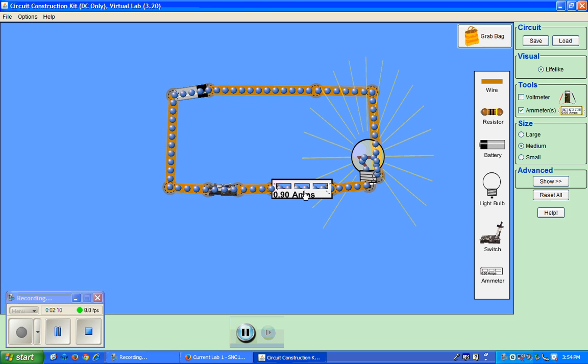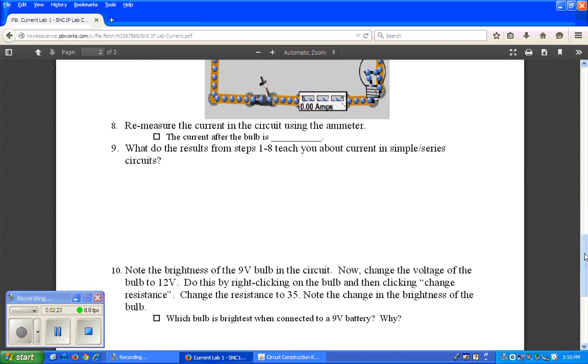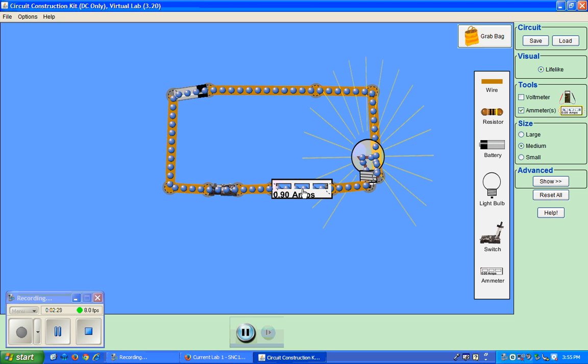And you can see it's 0.9 amps. Again, it was 0.9 amps before the light bulb, 0.9 amps after the light bulb. And so we write that into step 8 right there. Then it says, what do the results from step 1 to 8 teach you about current in simple series circuits? So we go here, just recall that we move some stuff around, and more than anything else, what I want you to focus on is we move the ammeter around.